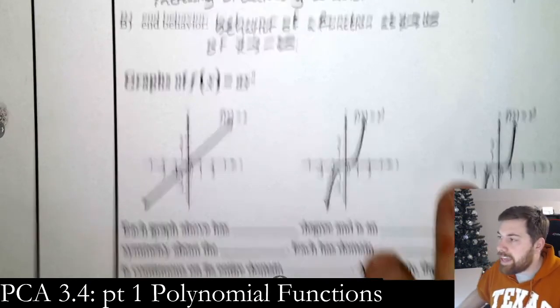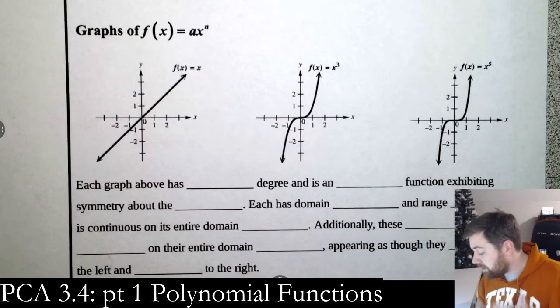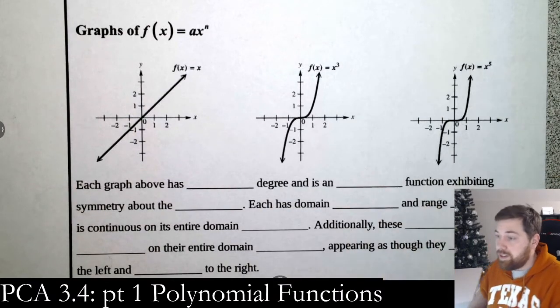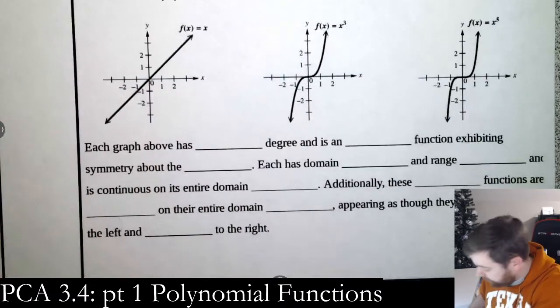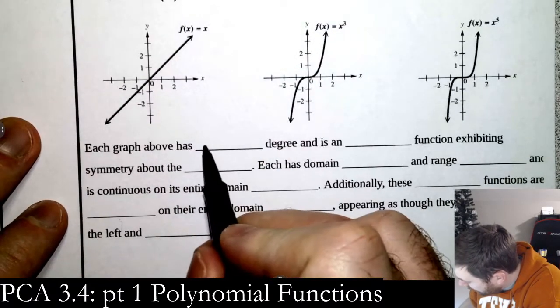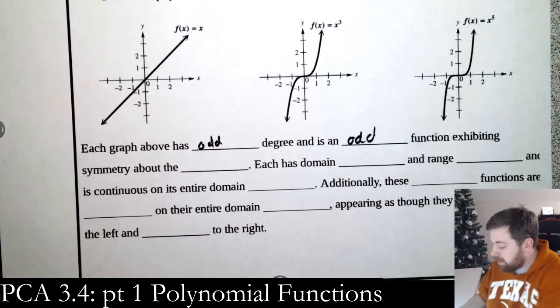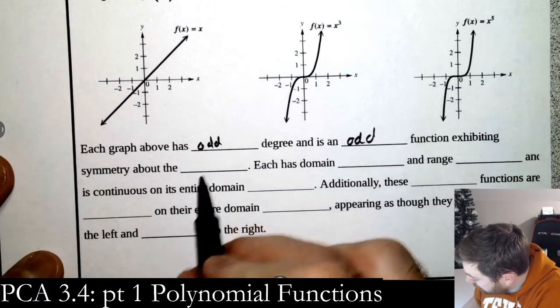And so let's go ahead and get started on this. These are some basic graphs. These are the parent functions that are odd here, right? We have x, x cubed, and x to the fifth. So each graph above is an odd function, first off. So it has an odd degree and is an odd function. We talked about what that means as far as symmetry. Okay, it exhibits symmetry about the origin.